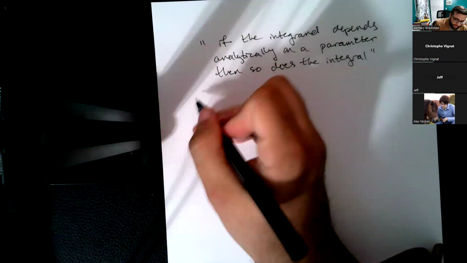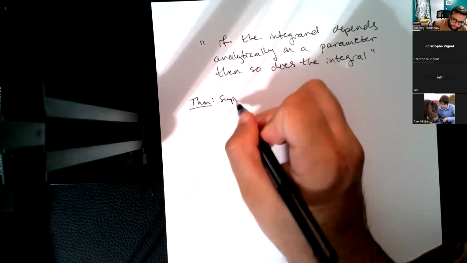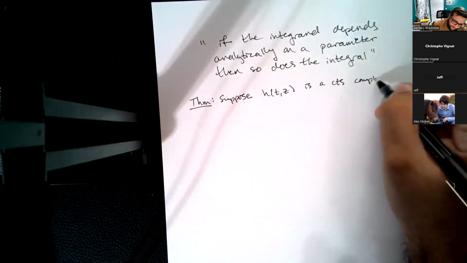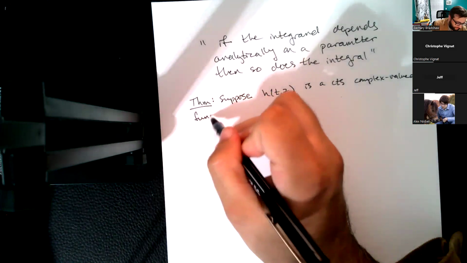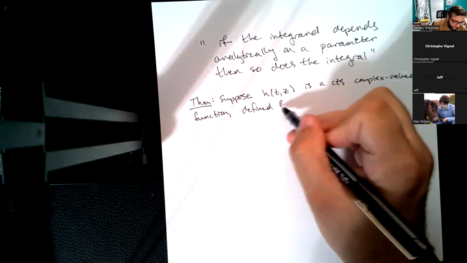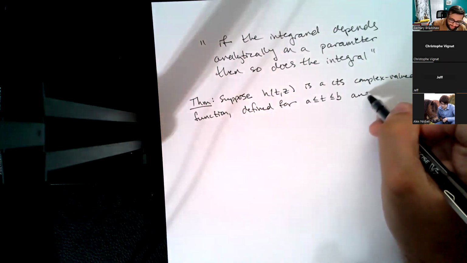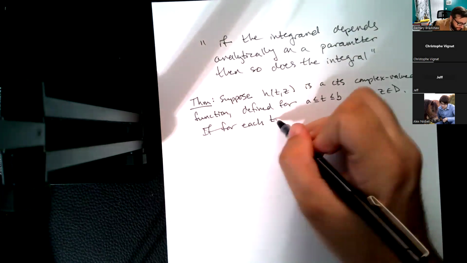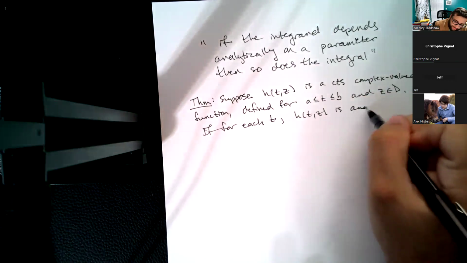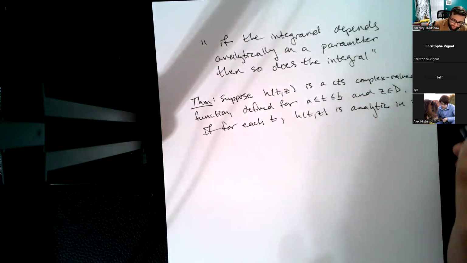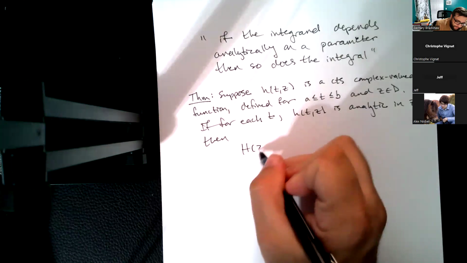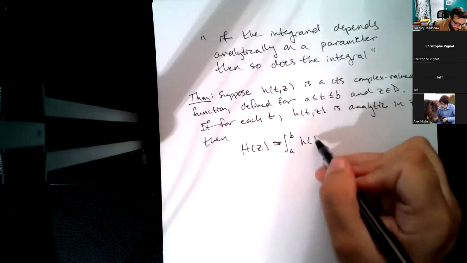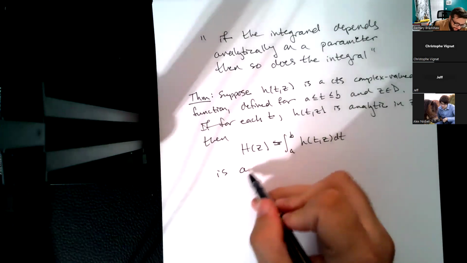And an example of this is the following theorem. Suppose h(t, z) is a continuous complex valued function, and it's defined for t between a and b and z in D. So if for each t, h(t, z) is analytic with respect to z, then this function capital H, which is the integral from a to b of h(t, z) dt, is analytic on D.